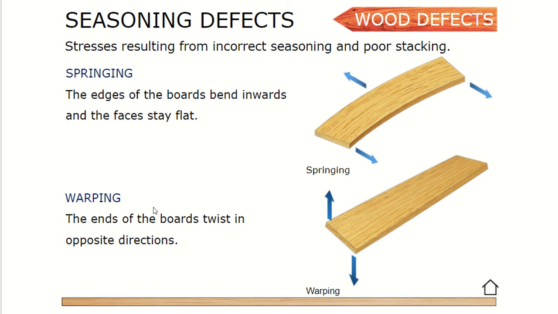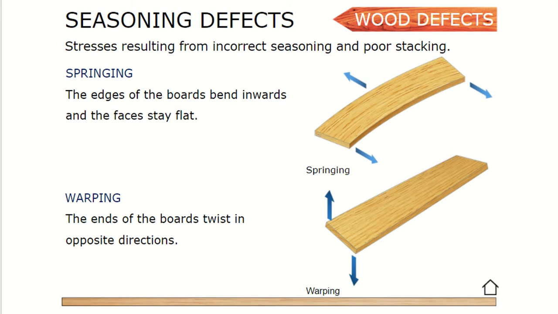Then the second one is warping. Warping is when the ends of the board twist in opposite directions. So if we take this end of this plank here, you can see one end, the left hand side, is twisting up the way, and the right hand side is twisting down the way. This is called warping.